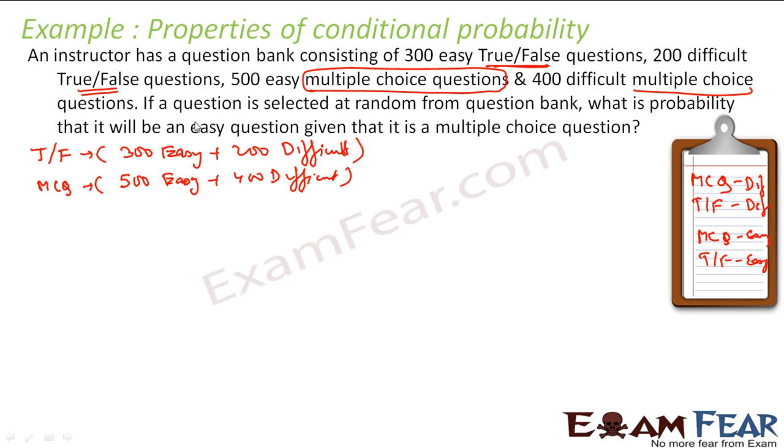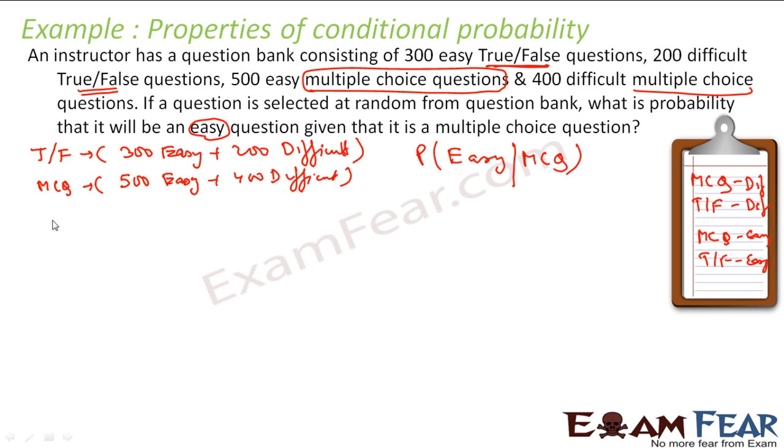On this data, the question is, if a question is selected at random from the question bank, what is the probability that it will be an easy question, given that it is an MCQ? That is, probability of easy question given MCQ. Correct? So let's solve using the mathematical formulas.